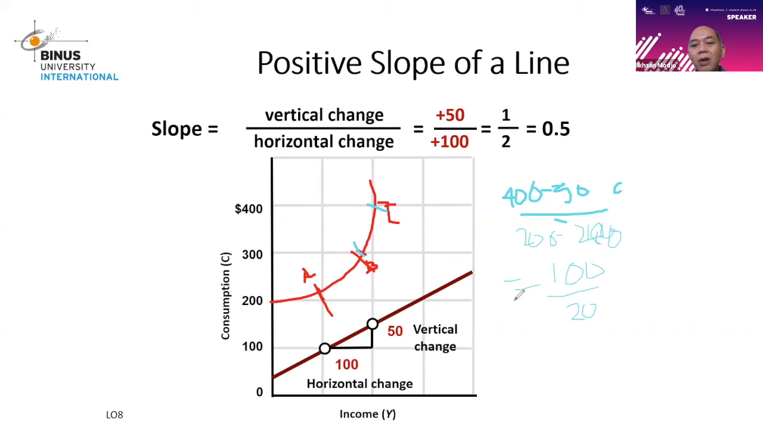Okay, jadi what I basically want to show is that the slope, the gradient here between A, B and C is not going to be the same throughout if you have a non-linear graph, ya.